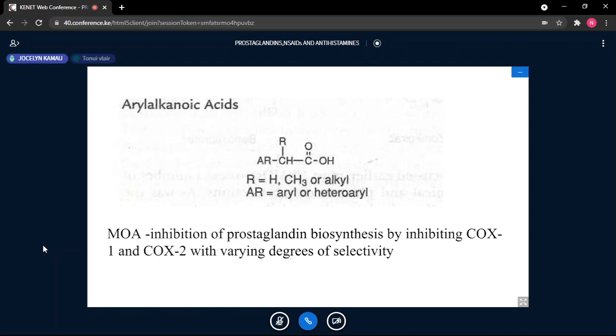Jocelyn? Yeah? I'd like to take you back. When you're talking about the metabolism, the structure in the handout that you sent, on page 15, it's showing the metabolism of meclofenamic acid. And in your previous statement, you said that meclofenamic acid cannot undergo hydroxylation because of the chlorine groups that are there. But in the handout, it's showing different.